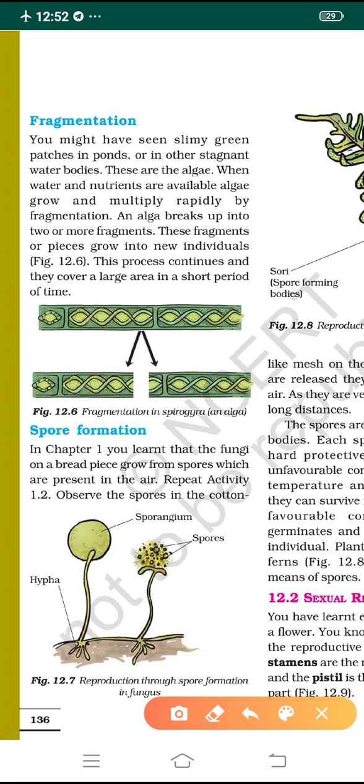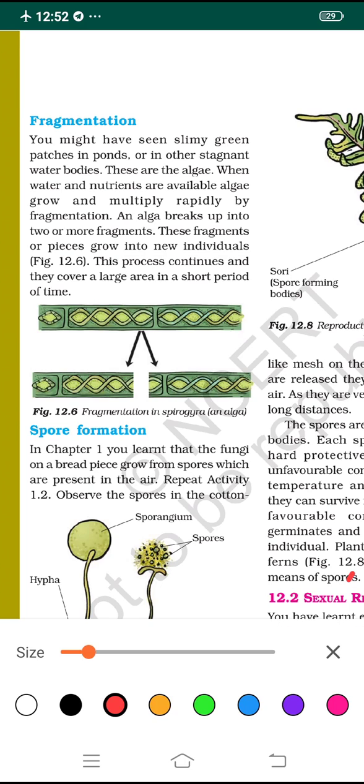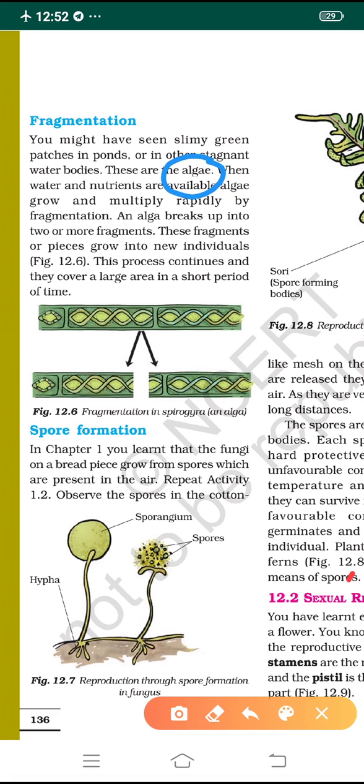These are called algae. The green patches which are found in water bodies are called algae. When water and nutrients are available in a huge quantity, the algae grow and multiply rapidly, in a very short time.